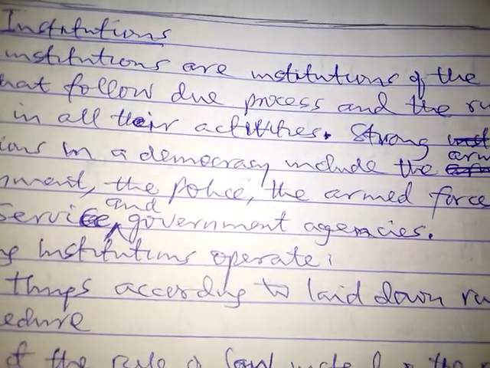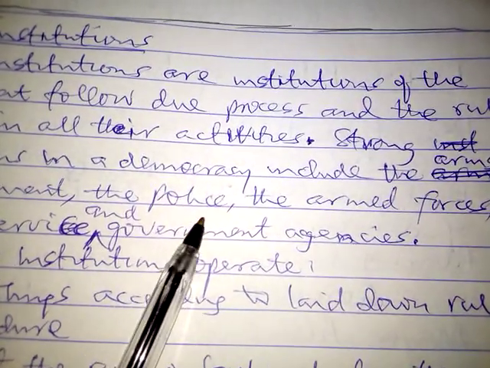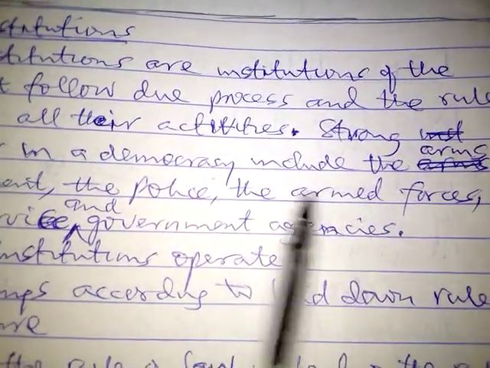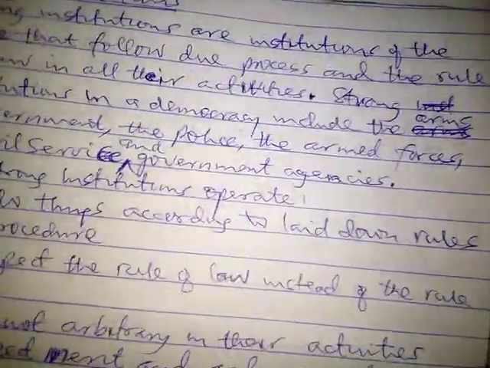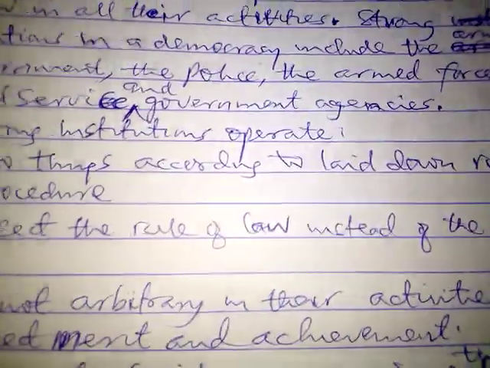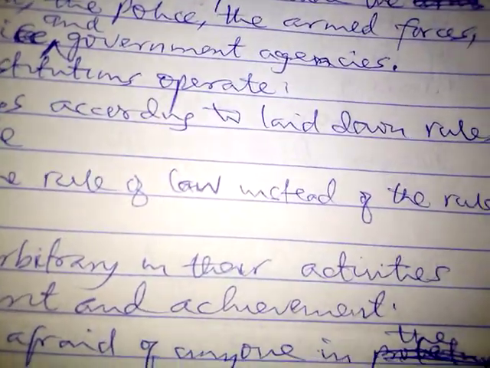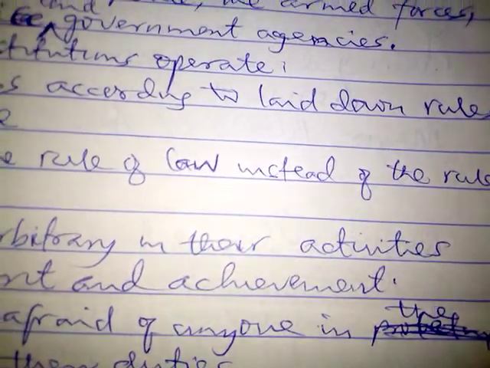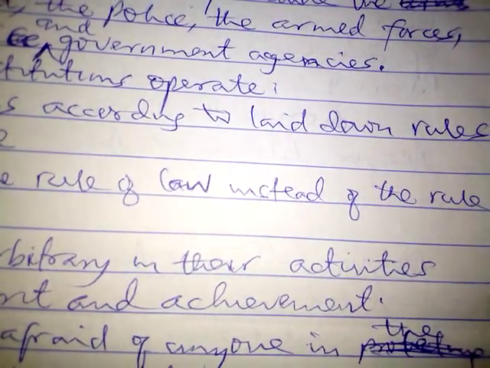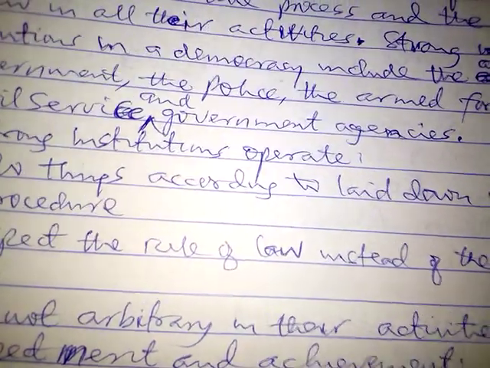Strong institutions in a democracy include the arms of government, the police, the armed forces, the civil service, and other government agencies. They are only strong institutions when they follow due process and the rule of law without fearing anyone. That is why we call them strong institutions. Otherwise, they are weak institutions.